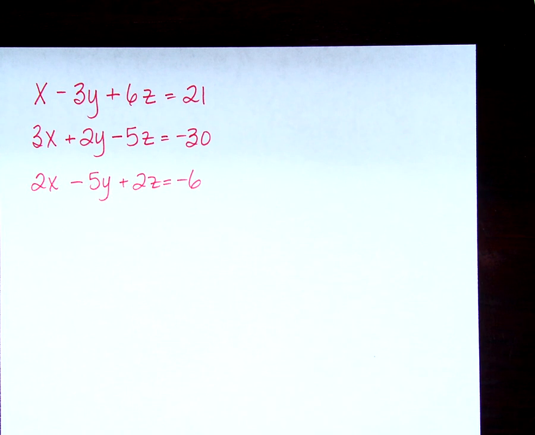x minus 3y plus 6z equals 21. Then we have 3x plus 2y minus 5z equals negative 30. And then we have 2x minus 5y plus 2z equals negative 6.